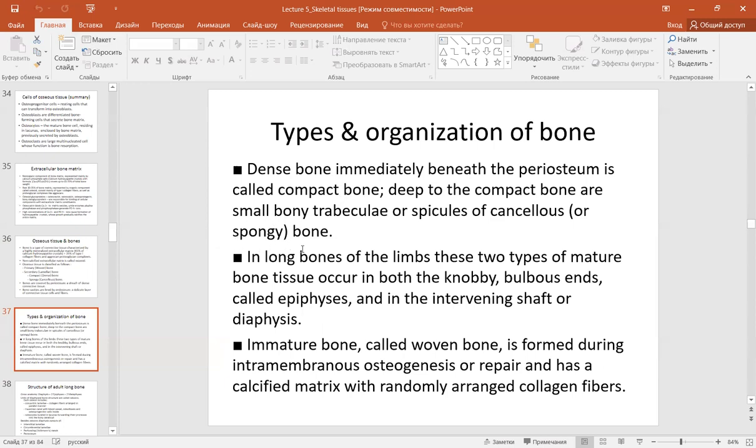In long bones of the limbs, the two types of major bone tissue occur in both the knobby bulbous ends called epiphyses and the intervening shaft of the diaphyses. Immature bone called woven bone is formed during intramembranous osteogenesis or repair and has a calcified matrix with randomly arranged collagen fibers.